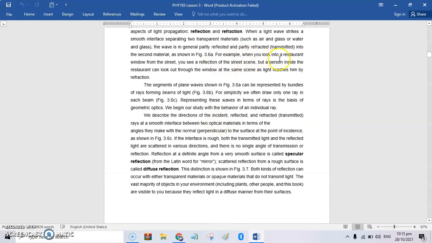For example, when you look into a restaurant window from the street, you see a reflection of the street scene, but a person inside the restaurant can look out through the window at the same scene as light reaches him by refraction.